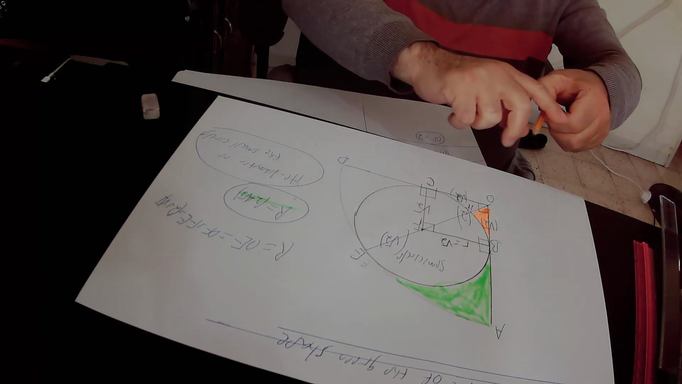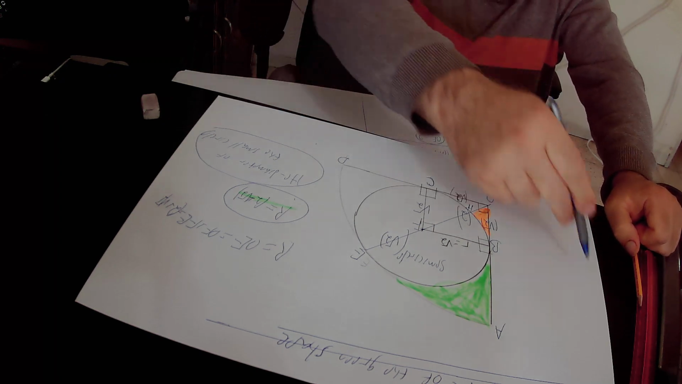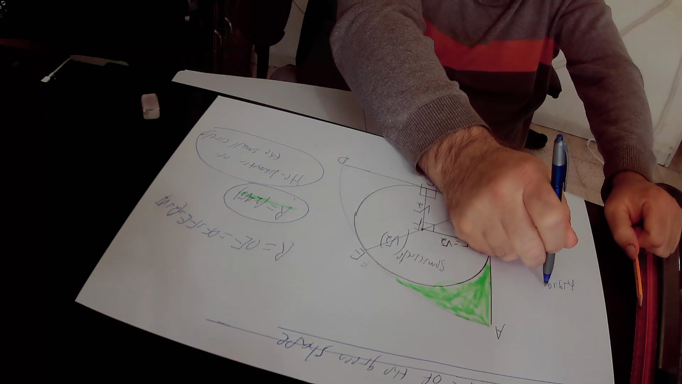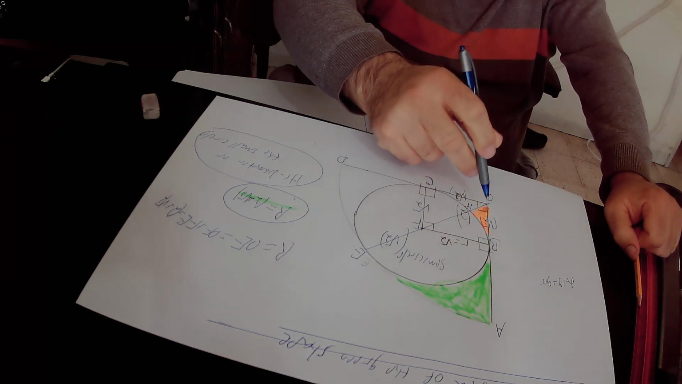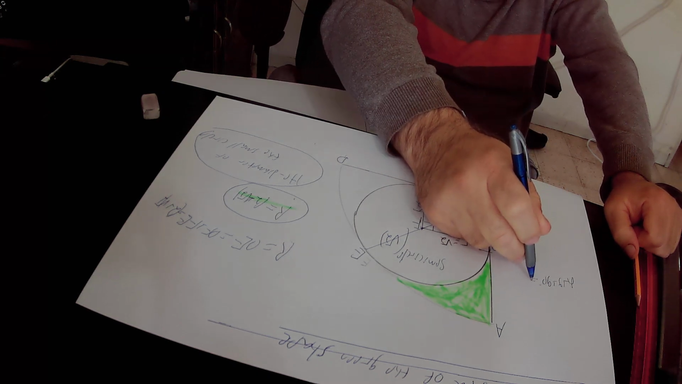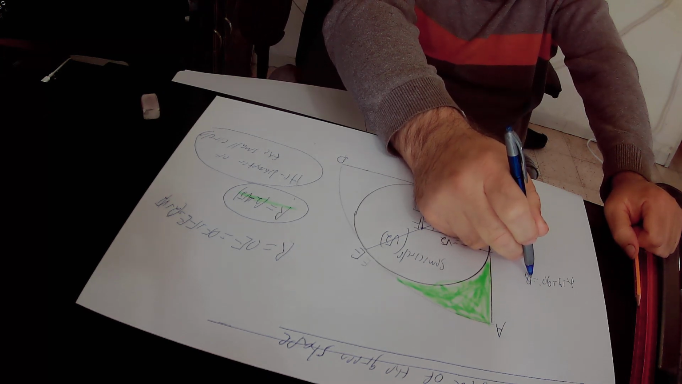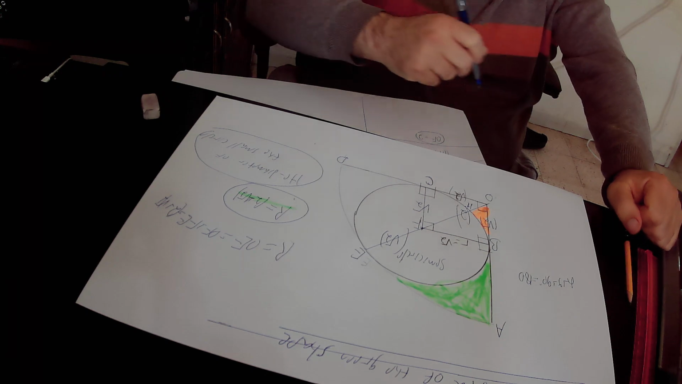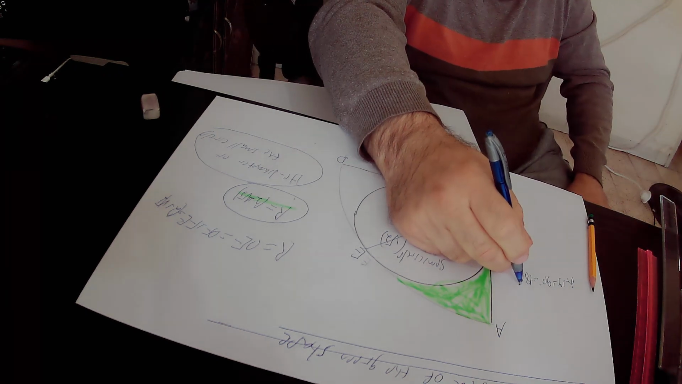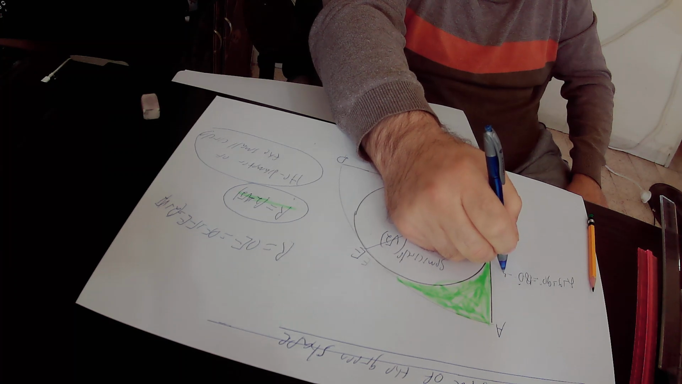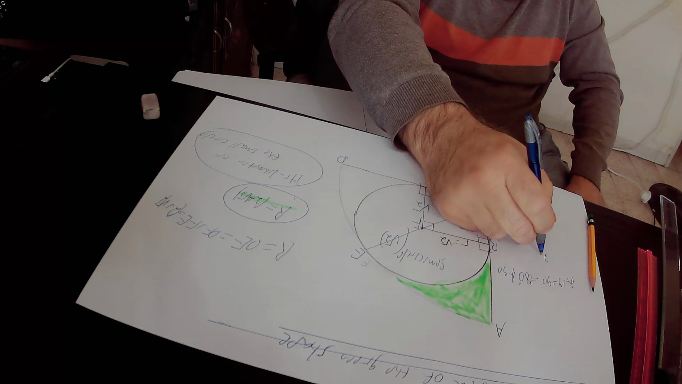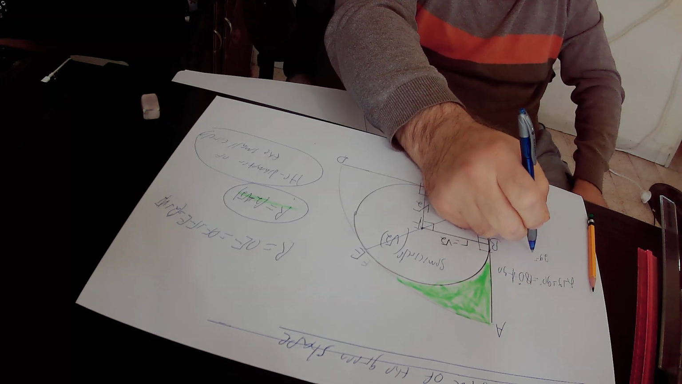So alpha plus alpha plus 90 degrees. In total, the sum of those three angles inside the right triangle OBF must be equal to 180 degrees, according to the rule that the sum of the angles in any triangle is equal to 180 degrees. Here we subtract 90 degrees from this equation and we get that 2 alpha equals 90 degrees.